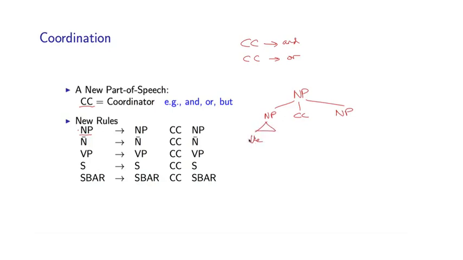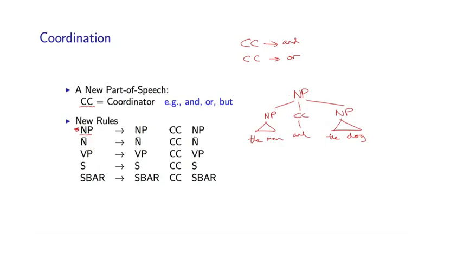So the man and the dog. So that would be an instance of this rule using the NP. And notice that this rule basically glues together two noun phrases with a coordinator in between them to conjoin these two phrases to form a larger phrase.